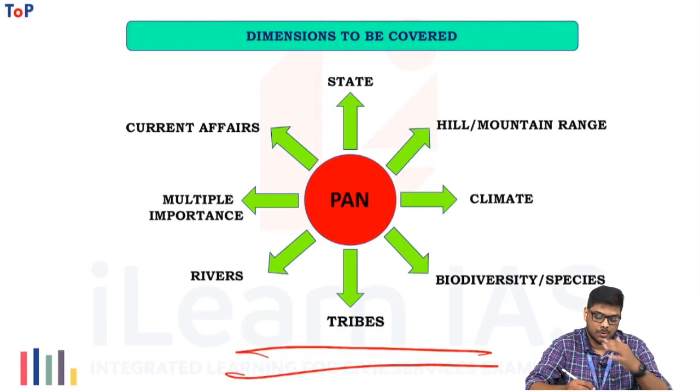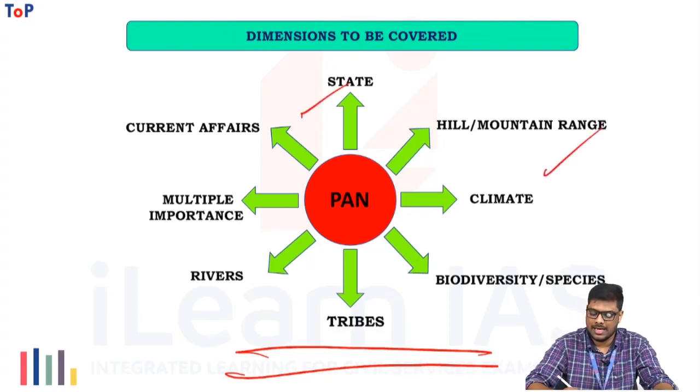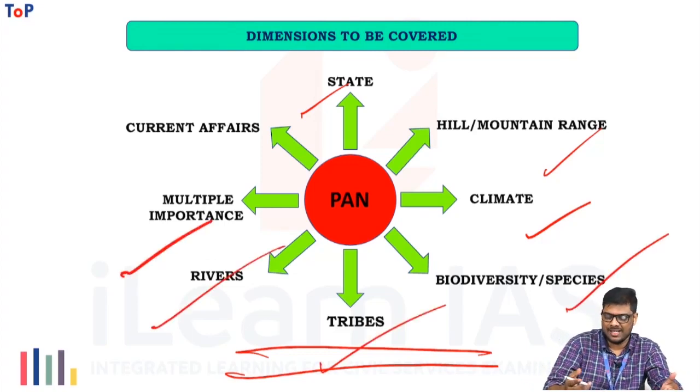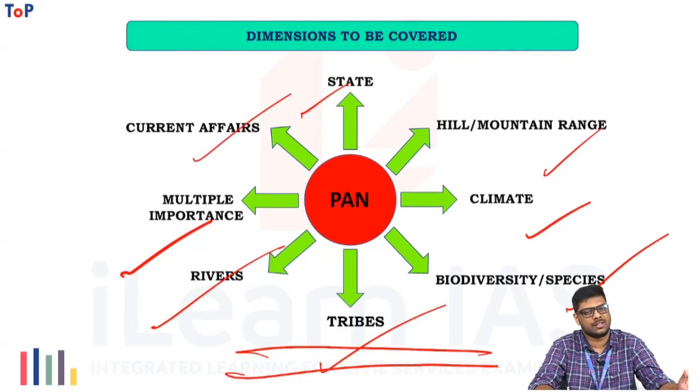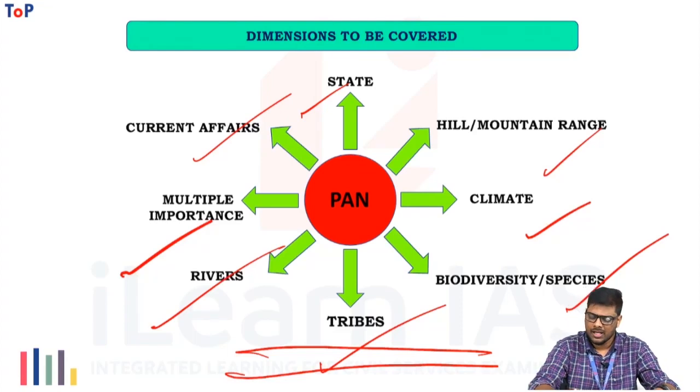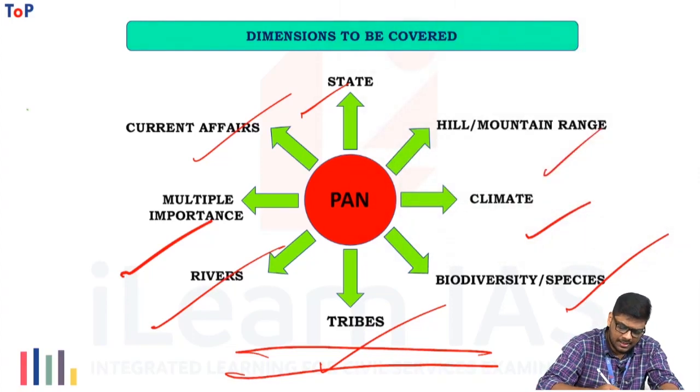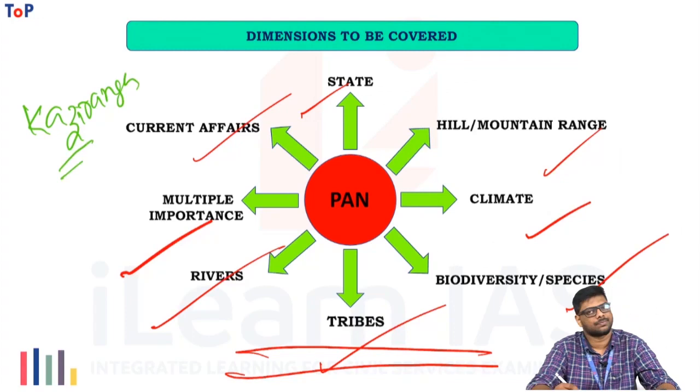Okay, state is important, physical geography is important, climatic pattern is important, biodiversity is important, tribes are important, rivers, and whether it has any multiple importance or was in the current affairs for the past 1 year. See, these are the dimensions that should be covered. Getting it? So let me give an example. Take the example of Kaziranga National Park.